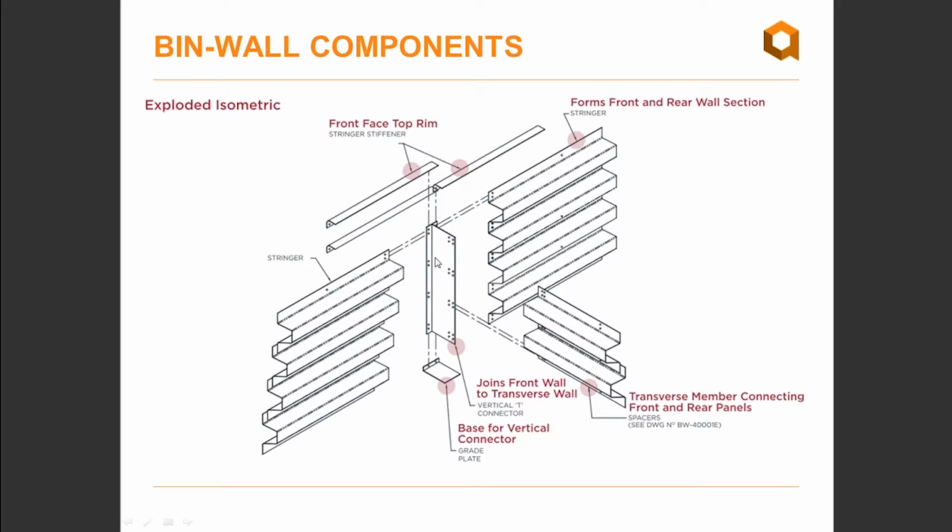We then have the transverse spacers, which we vary in length essentially to increase or decrease the depth of the bins as we increase the height. And then we have the grade plate and top stiffeners at the top and the bottom of the walls. So, lightweight, nestable components, very easily shipped to remote sites, which is where we see bin wall primarily used. It doesn't really require any form of specialized labor or specialized equipment to install.